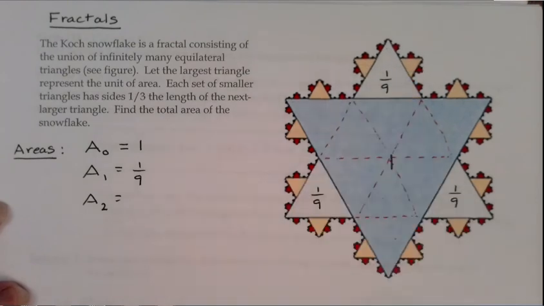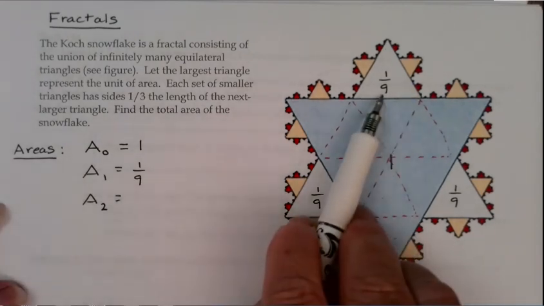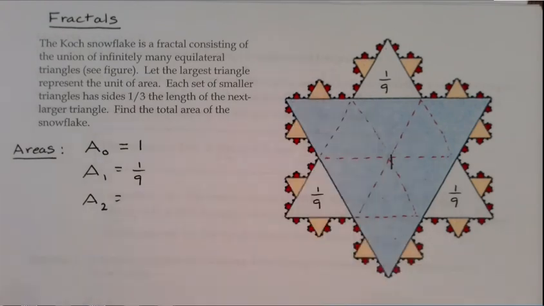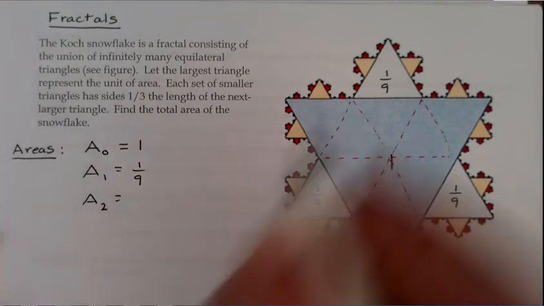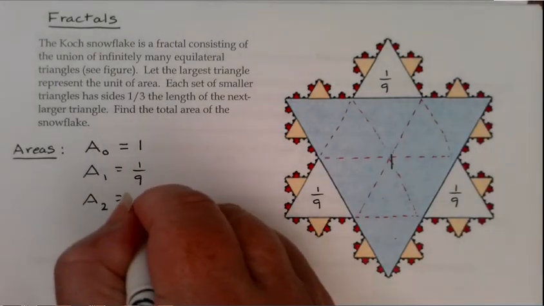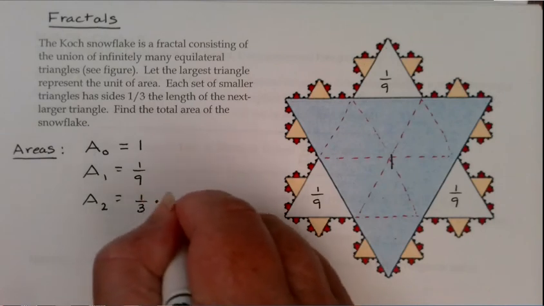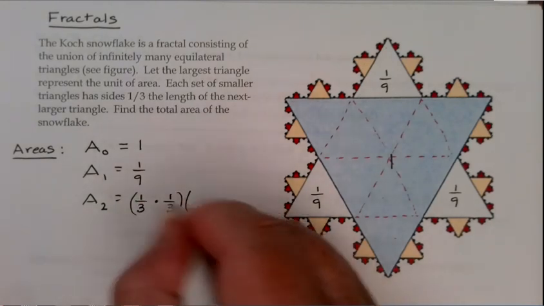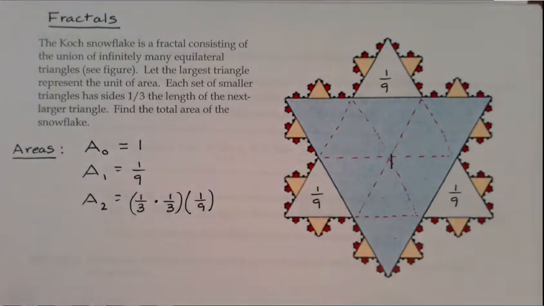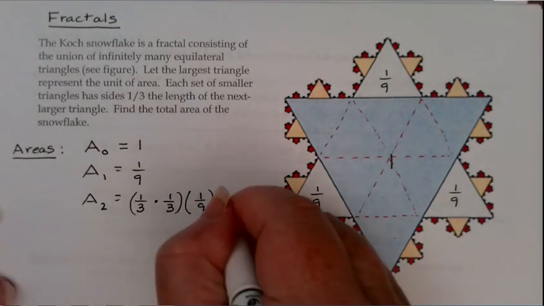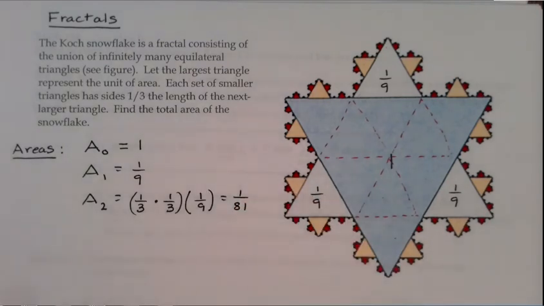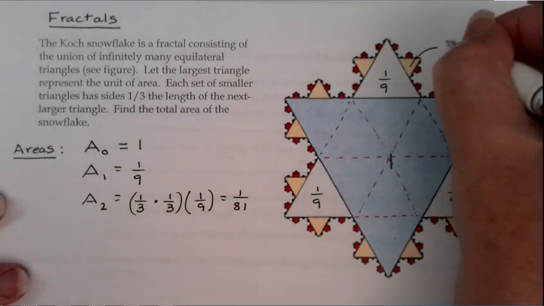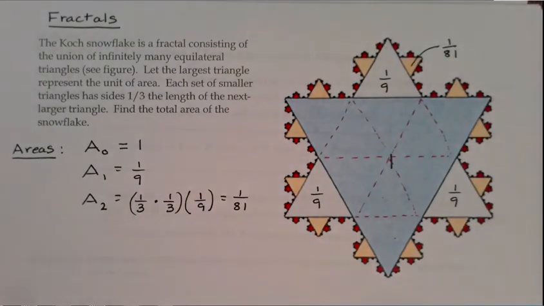A2, the next size triangles, which are yellow in my picture, how big are those going to be? Well, let's see. We would have a third as big as this one, both in base and height. And so what we would end up with is a third for the base, a third for the height, times the area of the previous size triangle, a ninth, which would give me 1/81. So all these little yellow ones have area 1/81.